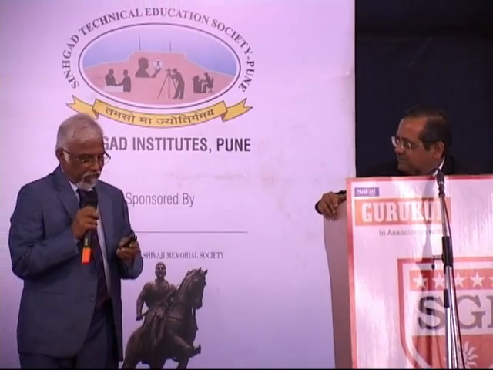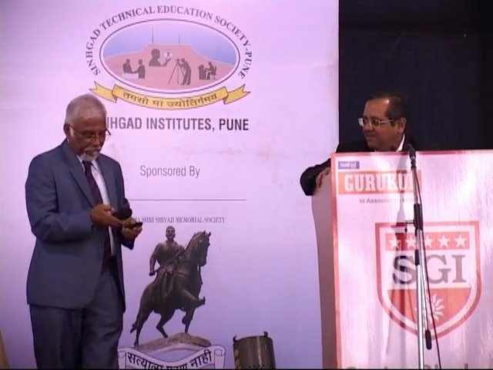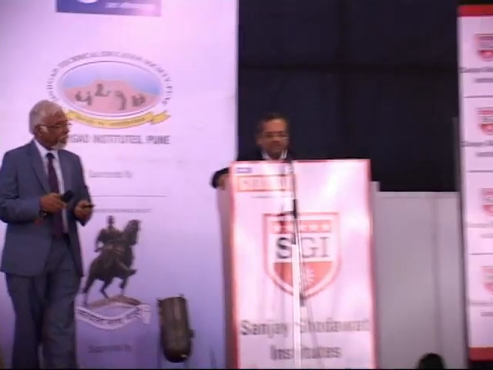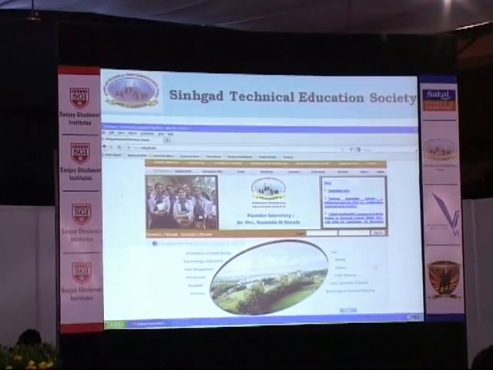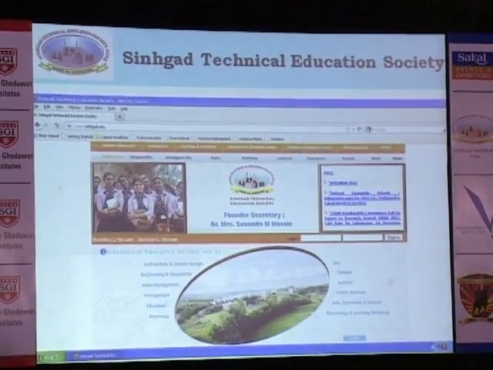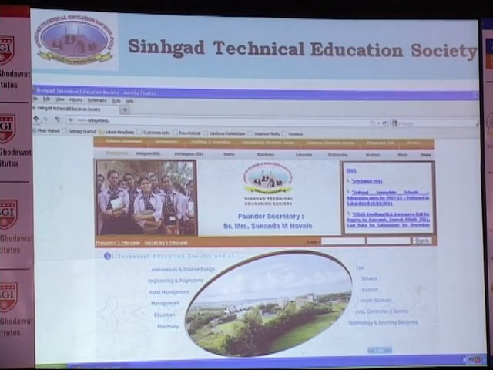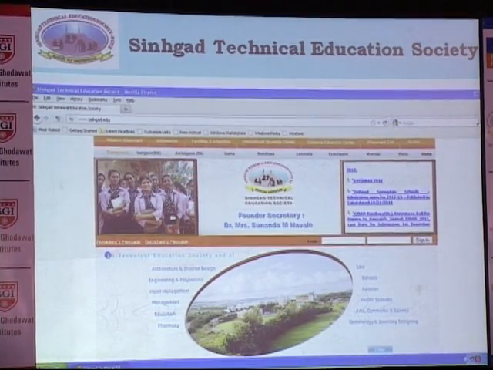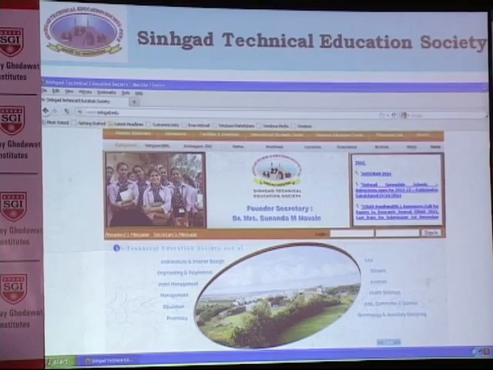So let us conclude, because we are representing Siagat Technical Education Society. Perhaps you may come down to that slide which shows the website. Just for your information, you can write to us at engineering@siagat.edu. Feel free to ask any questions. We have 8 engineering colleges in and around Pune, plus 2 outside Pune. One is at Sholapur and one is at Pandharpur.